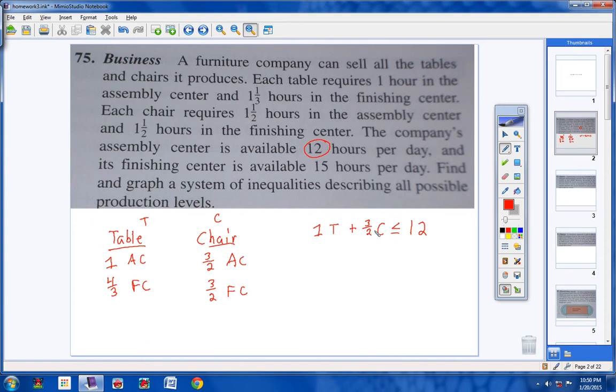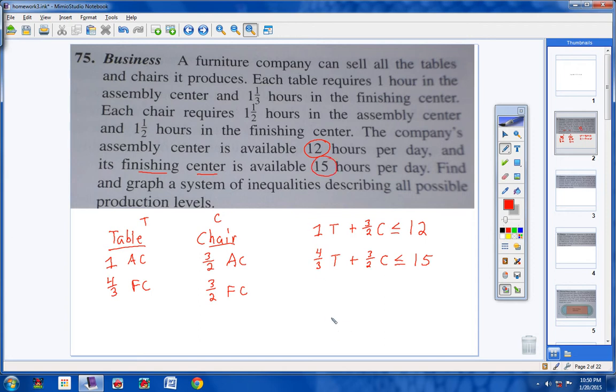Now, I don't like this fraction here, so I'm going to go ahead and multiply. Well, we'll worry about that later, okay? But when we start graphing this, there's one equation. Now, let's move on to the finishing center. Every table gets multiplied by 4/3. Every chair gets multiplied by 3/2. And all of that had better be less than or equal to 15 hours, because the finishing center is only open 15 hours a day.